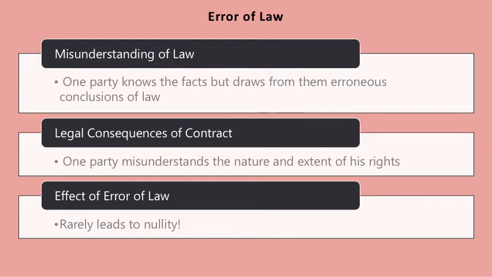An error of law can occur in a couple of ways. It can occur in a misunderstanding of the law, which occurs when one party knows the facts but draws from them some erroneous conclusion of the law. So, for example, if an individual agrees to repair a damage under the belief that she caused that damage and she was liable for it when actually someone else was guilty of causing that damage, the individual could argue that she made an error of law because the facts led her to believe falsely that she was bound by law to repair that damage.